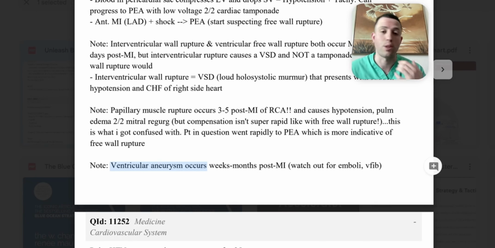So you can end up getting acute limb ischemia, you can get strokes, you can get end organ ischemia, like a splenic infarct or a renal infarct. Basically that clot can shoot out anywhere into your body. That's something to be aware of with ventricular aneurysms.